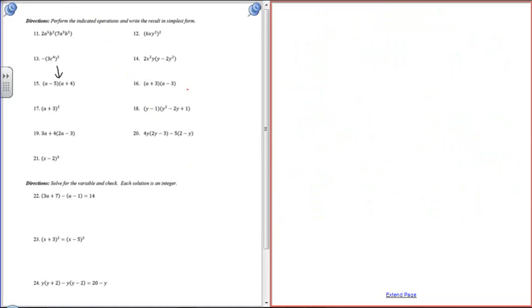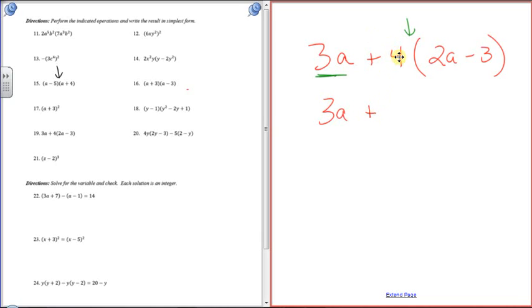Number 19 is not tough, but it is tricky. You see, the first thing I have to do, PEMDAS says we take care of multiplications before we do additions. So as tempting as it is to maybe think of that as a binomial, it's not. There's a monomial and there's a multiplication right in here that we're going to take care of. So we'll bring down the 3a, we'll bring down the plus sign, and we'll start distributing our 4, or we'll think of it as distributing a plus 4.